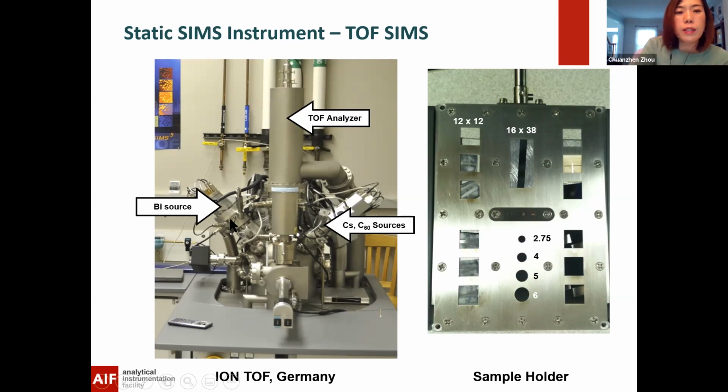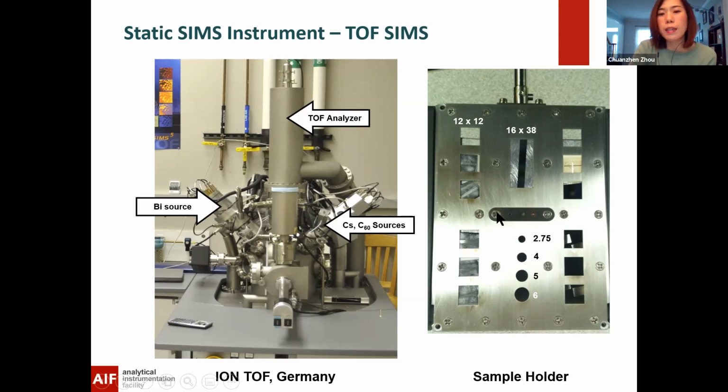Over here, you can see the bismuth source that provides the primary ions, and this long tube is the time-of-flight mass analyzer. So basically, the secondary ions will fly in this tube and reach the detector. And over here, we have a cesium source and a C60 source. The C60 source has not been used for a while. The cesium source has been used constantly, so that offers the dynamic SIMS capability.